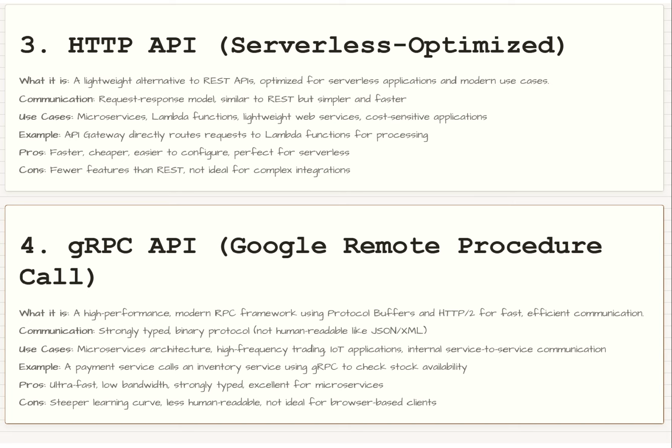And then Google Remote Procedure Call, gRPC. That is a high performance, modern remote procedure call framework. It uses HTTP/2 for fast, efficient communication, so it uses low bandwidth. The only downside is a steep learning curve. It's not human readable or ideal for browser-based clients, so it's not much used in browser-based clients. For internal services, it will be really good.